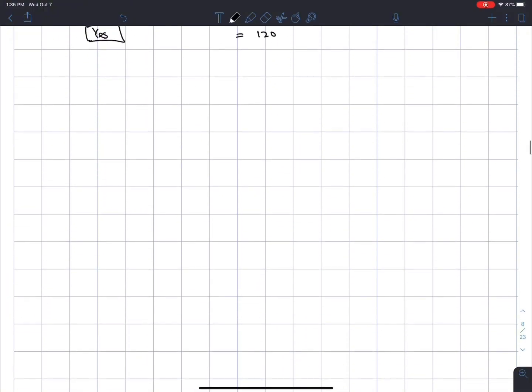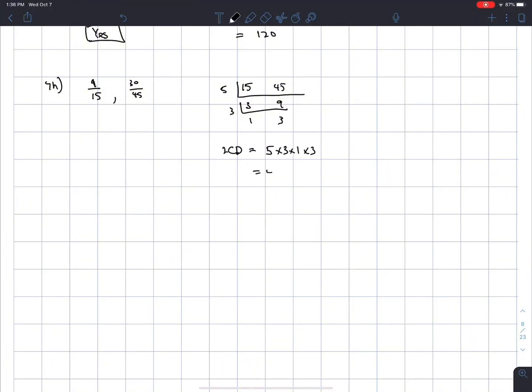7h. We have 9 over 15 and 30 over 45. So it's the same idea for 15 and 45. If I were to make the same denominator, I can divide both of them by 5. I get 3 and 9. Divide both of them by 3. I get 1 and 3. So lowest common denominator will be 5 times 3 times 1 times 3. And I get 45.